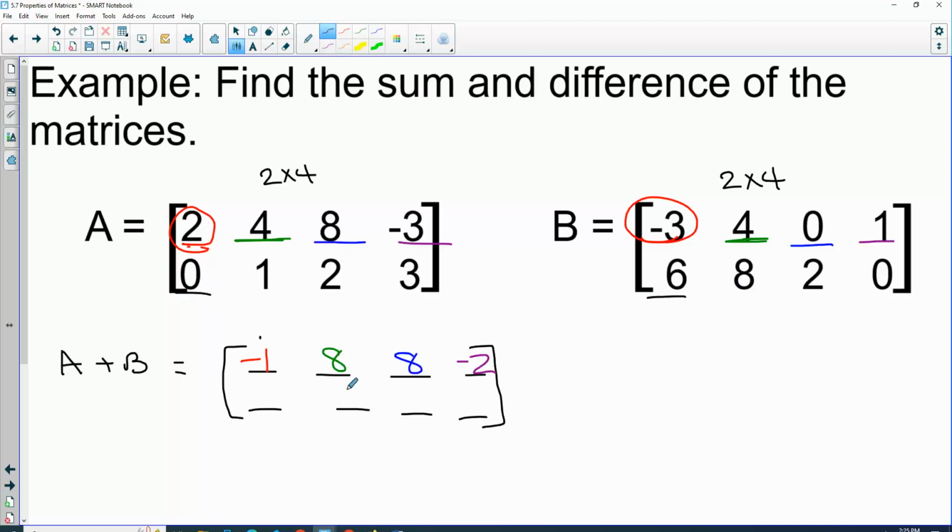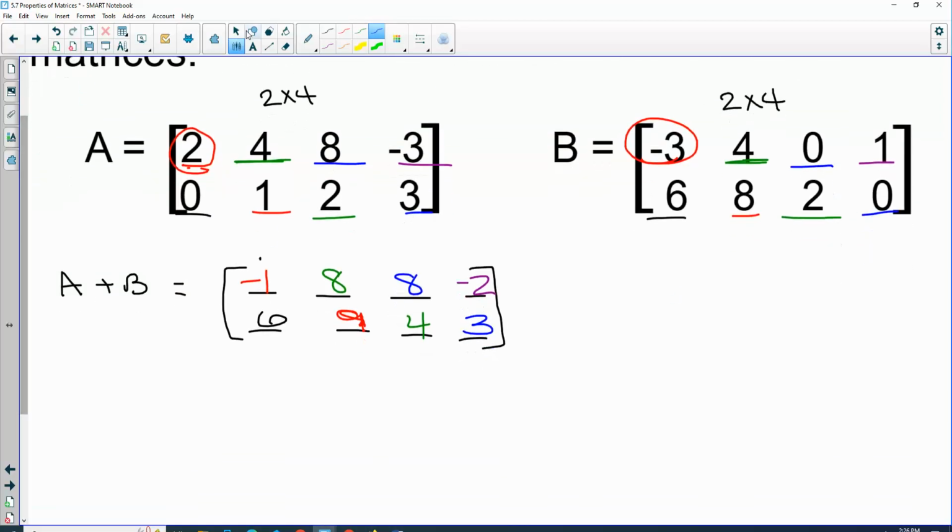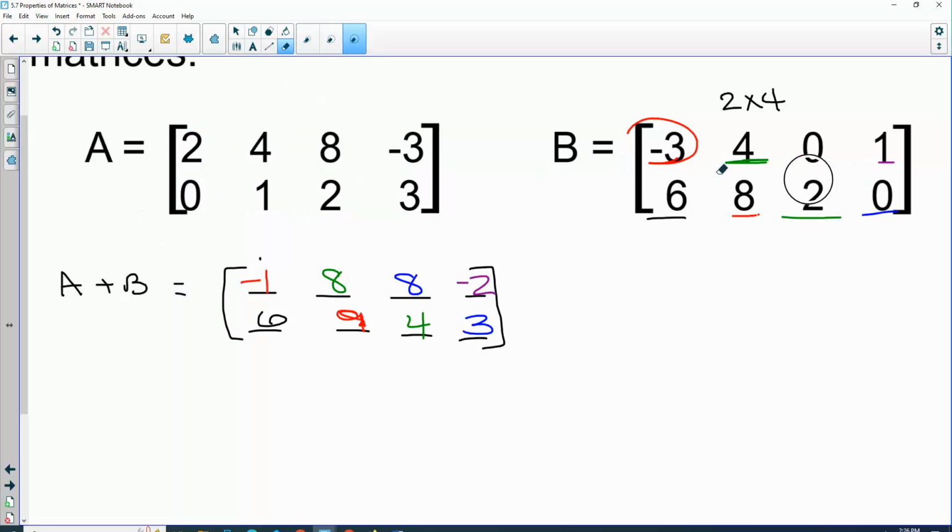Okay, then we do the second row. 0 plus 6. 1 plus 8. 2 plus 2. And 3 plus 0 is 3. So nothing fancy there. Adding, we just add corresponding numbers. Same is true with subtraction.